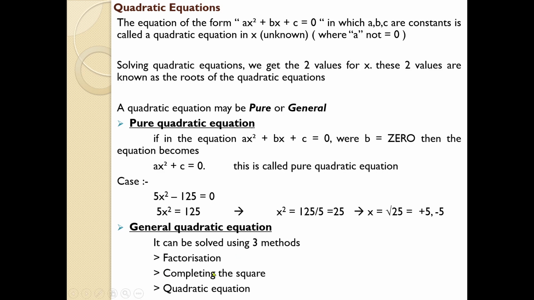Among these three methods, the quadratic formula is the most commonly and widely accepted method for solving a quadratic equation, and we have learned about that. The formula for solving a quadratic equation is x equals minus b plus or minus root of b square minus 4ac, divided by 2a. We have learned about this one, and we have learned about the concept.